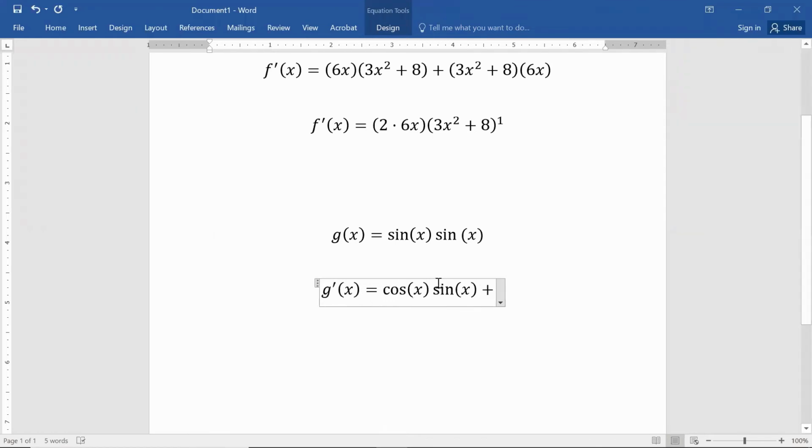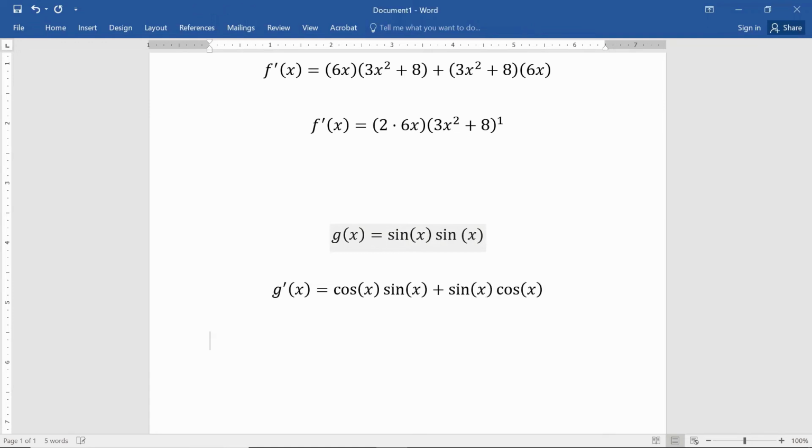plus the normal first function is sine times the derivative of the second expression, that's cosine. What we get here is a derivative of g, which is 2 times cosine x sine x.